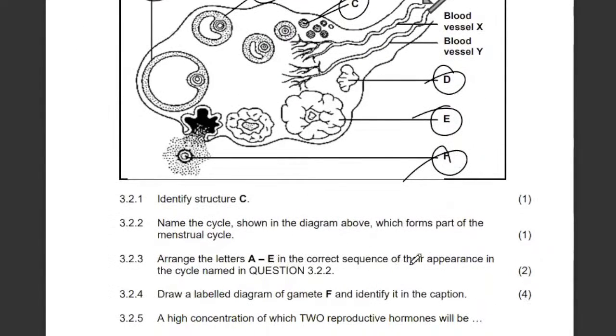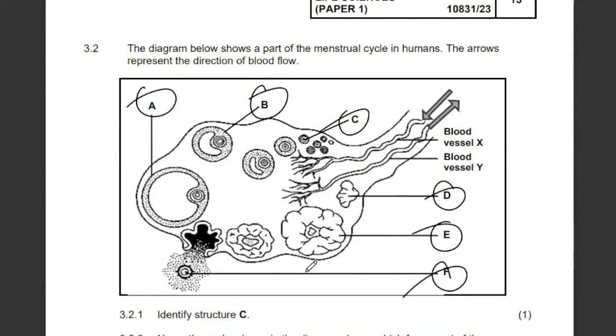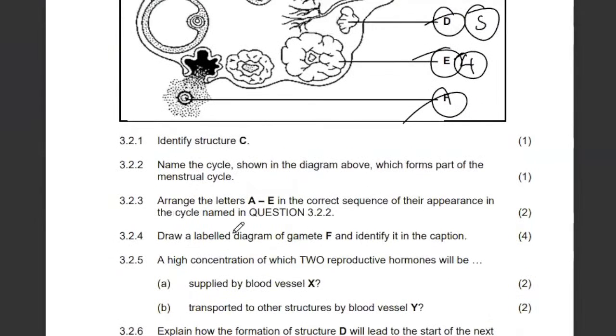Arrange letters A to E in the correct sequence of appearance in the cycle. So you start with 1, you go to 2, you go to 3, and then 4, and then 5. So it's C, B, A, E, and then D. You understand? Not DE, but ED. Draw the diagram to show the female gamete and identify the parts.